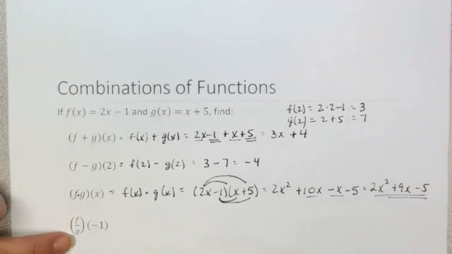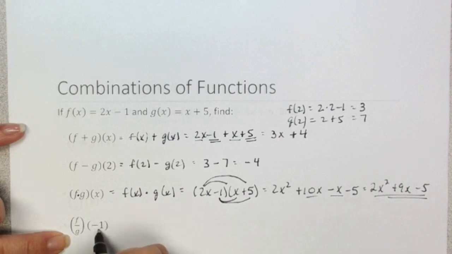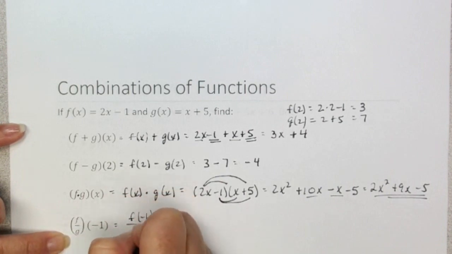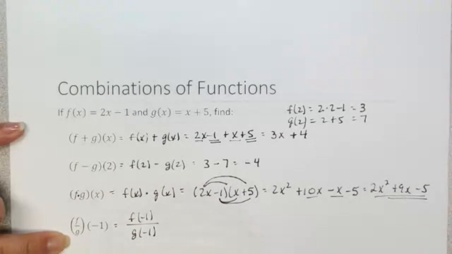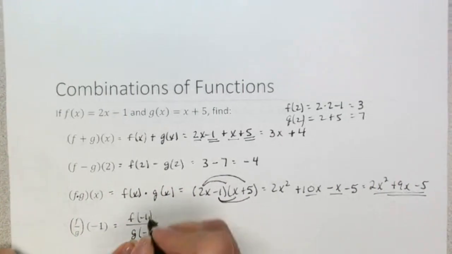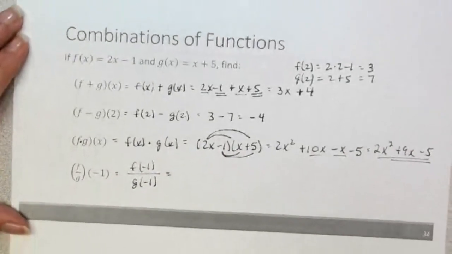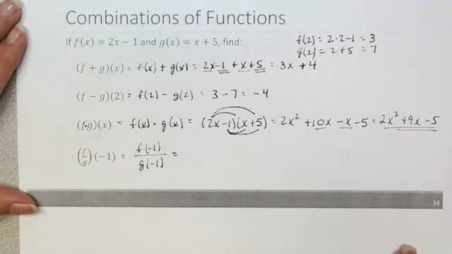F over g is f divided by g of negative 1. Here we're looking for a specific value again. We want the input, or the x, to be negative 1. Right? So f divided by g of negative 1 is going to be f of negative 1 divided by g of negative 1. Well, we need to know f of negative 1 and g of negative 1 before we can divide them. So let's find those. Maybe we'll write those down here.